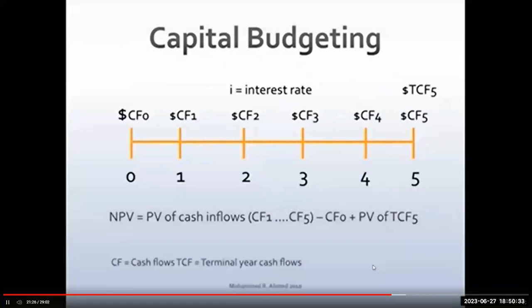The difference between the present value of the cash flows and the initial investment is referred to as net present value. If the present value of future cash flows from the project is greater than the initial investment, the net present value is positive and the project is profitable.